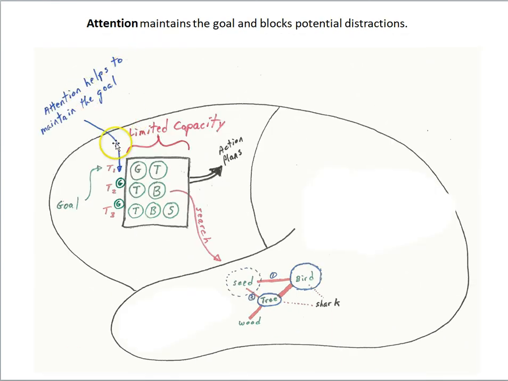And the function of attention in this system is as follows. Attention maintains the goal and blocks potential distractions. So remember, the goal was to answer the question. Of course, that does take some attention. We have to maintain that goal for the length of time it takes to search our semantic memory, our database.